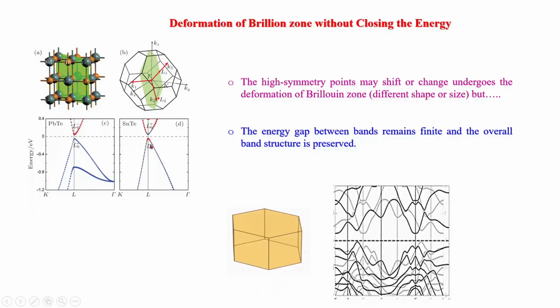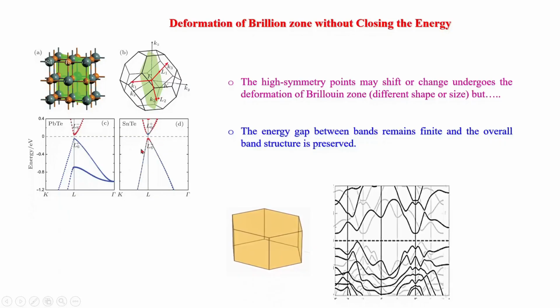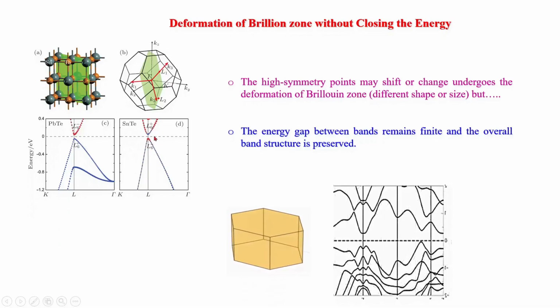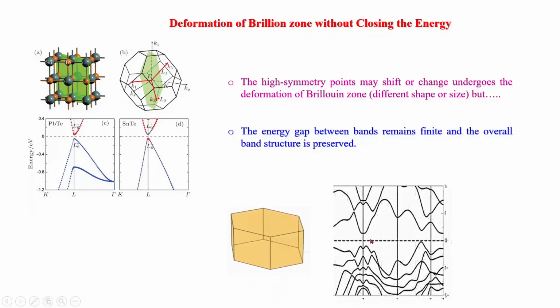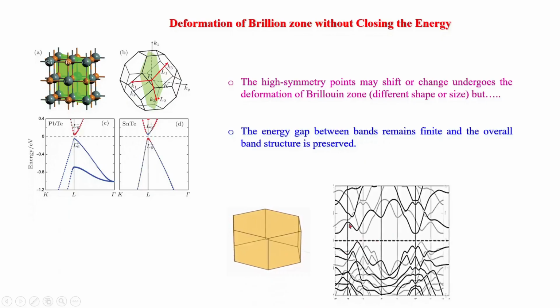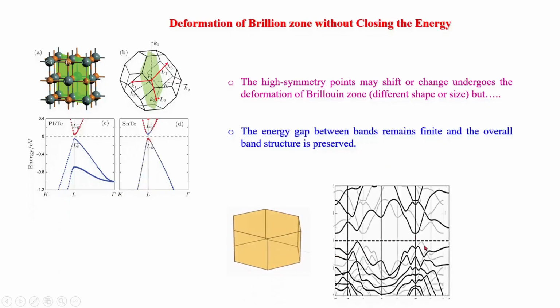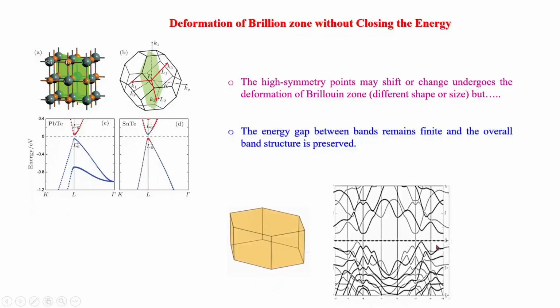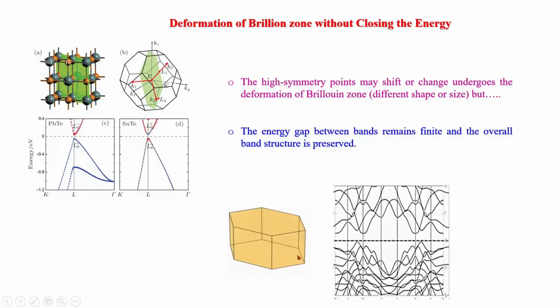It means an exchange of the bands, like valence band to conduction band and conduction band to valence band, at the high symmetry points. So the deformation process of the Brillouin zone is equivalent to the band diagram of the conduction band to valence band. At the high symmetry points, the interchange of the bands, valence band to conduction band, is similar to that in the deformation of the Brillouin zone.